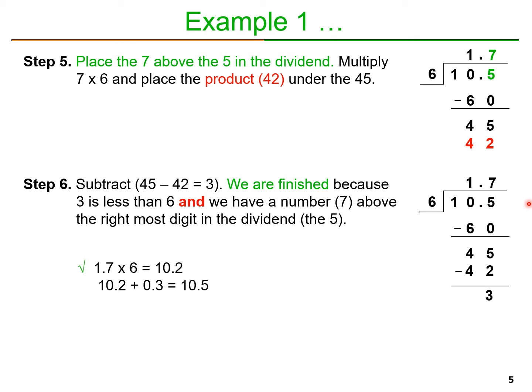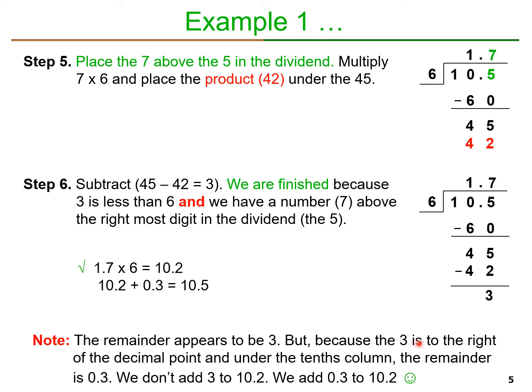Now we have to check our work. We multiply the divisor times the quotient, and we get 10.2. And then we add the remainder. 10.2 plus 0.3 is 10.5. Note, the remainder appears to be 3, but because the 3 is to the right of the decimal point and it is under the tenths column, the remainder is actually 0.3. So right here, we don't add 3 to 10.2, we add 0.3 to 10.2, and we get 10.5.